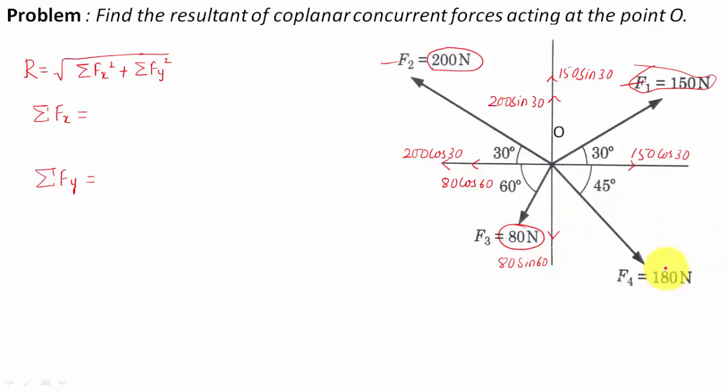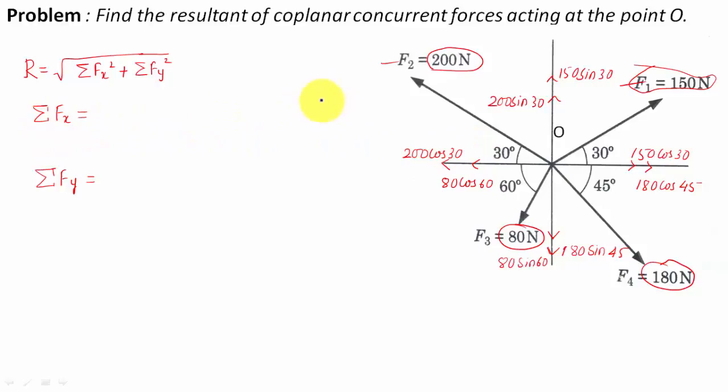Moving ahead, we have this force of 180 Newton. It's going to have again two components, one in the positive x direction, 180 cos 45, and the other one in the bottom direction, 180 sin 45.